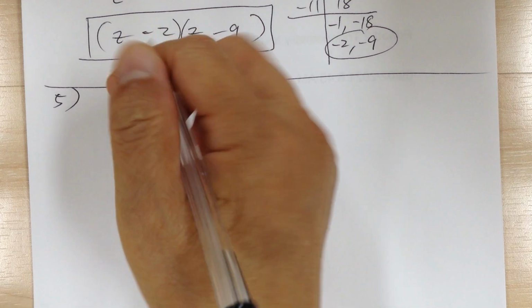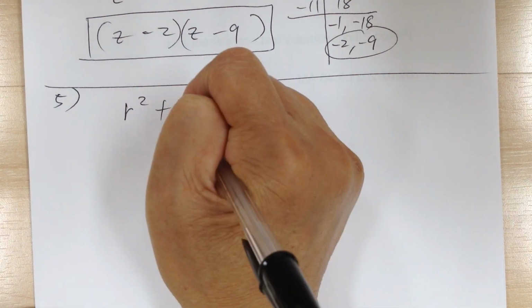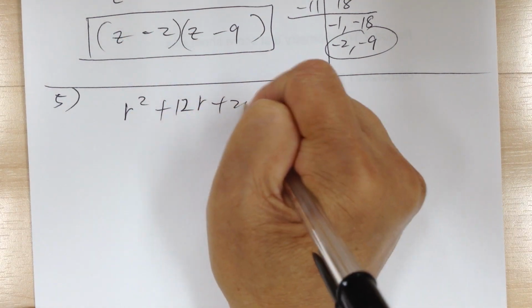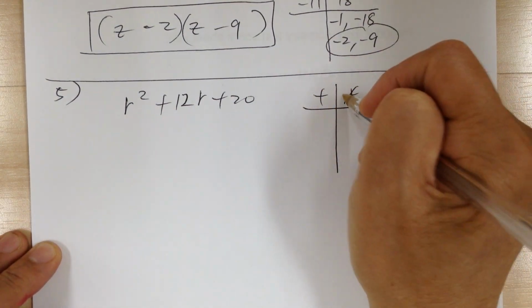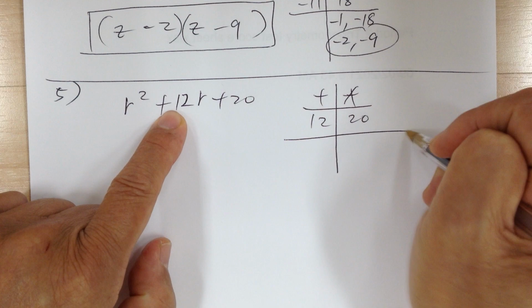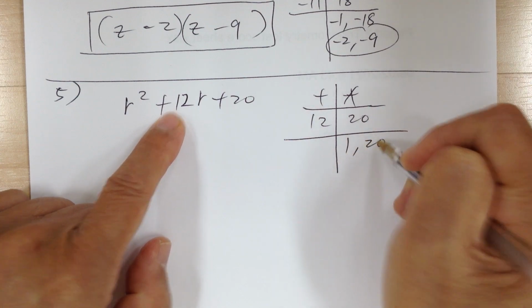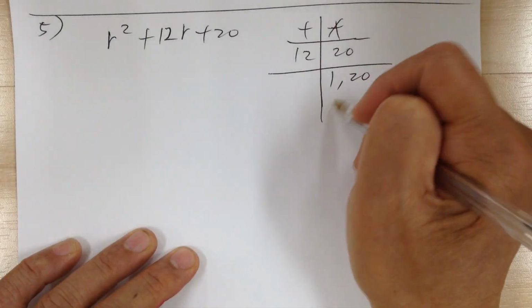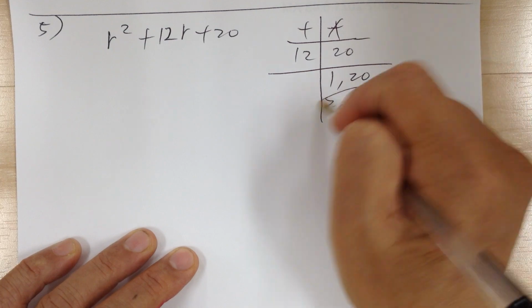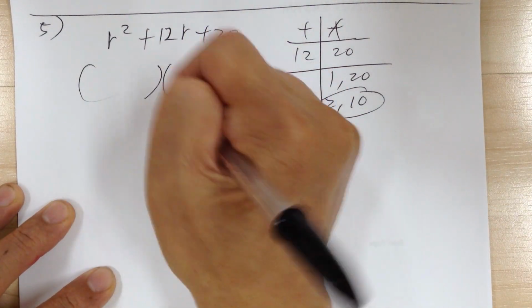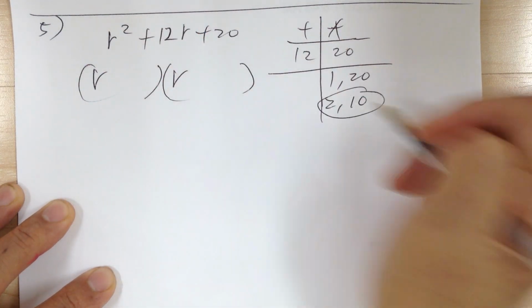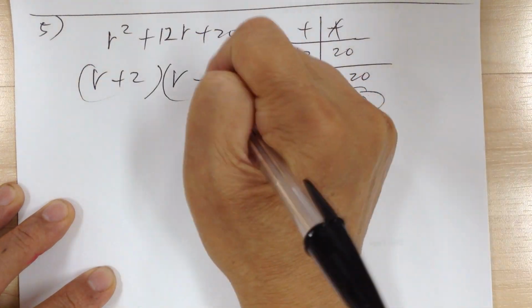Number 5, you got r squared plus 12r plus 20. So this is step 4. So you need to get 12 and 20. So you start with 1, comma, 20. Then you go 2, comma, 10, and this is it, right? 2 times 10 give you 20, 2 plus 10 give you 12. So it would be plus 2, plus 10.